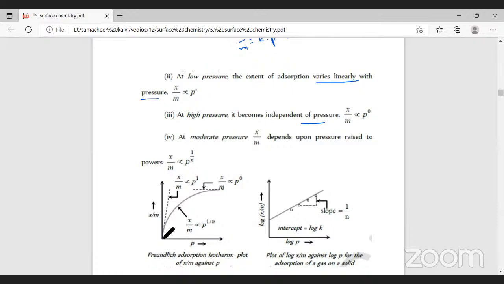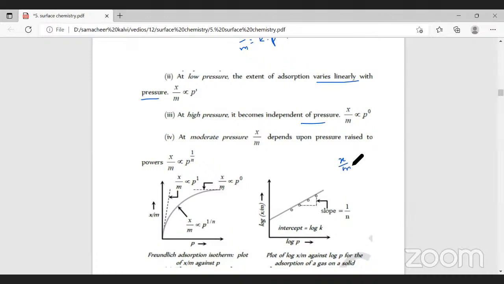So you can say at low pressure, as the pressure increases, this x by m ratio also increases. At high pressure, x by m is independent of p, since p to the power 0 is 1. Anything to the power 0 is 1. That means x by m is independent of the pressure at high pressure. At moderate pressure, x by m is proportional to p to the power 1 by n.